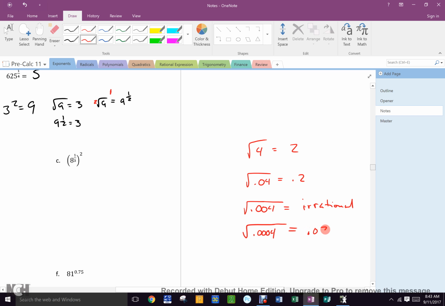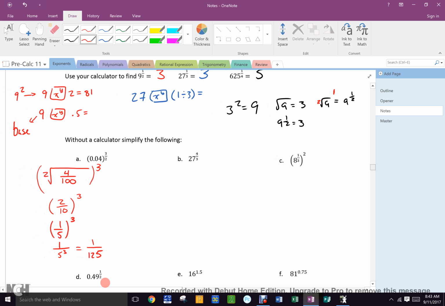Absolutely right. Why? That's 4 over 10,000, right? Square root of 4 is 2. Square root of 10,000 is 100. 2 over 100 is 0.02. The reason I put that into fractions is to remind you of a quick shortcut. If it's got an even number of decimals, you can often get a square root for it. But an odd number of decimals, you can't. Everybody good?